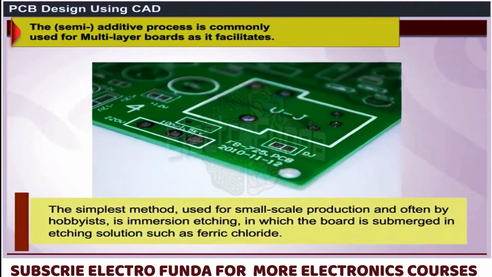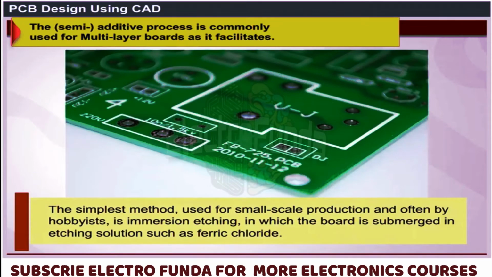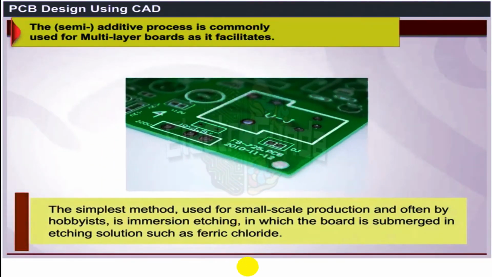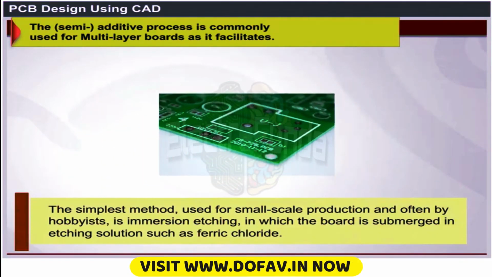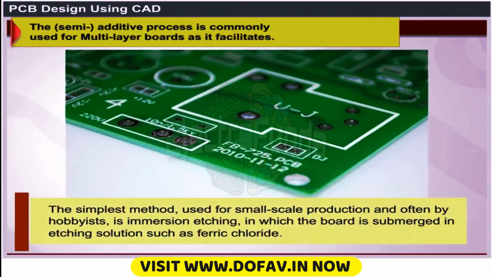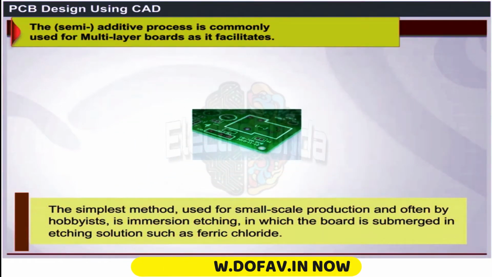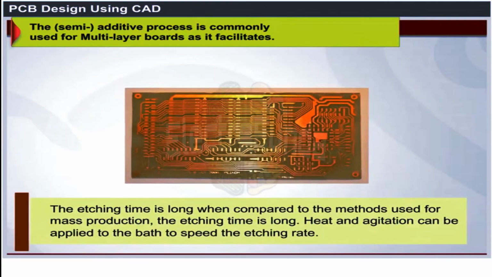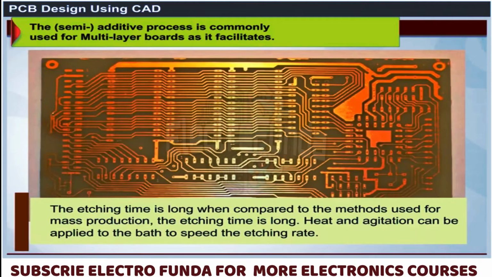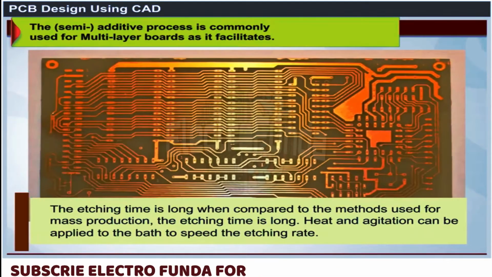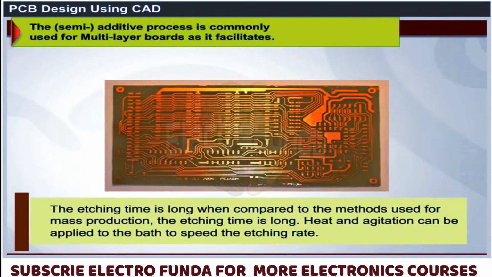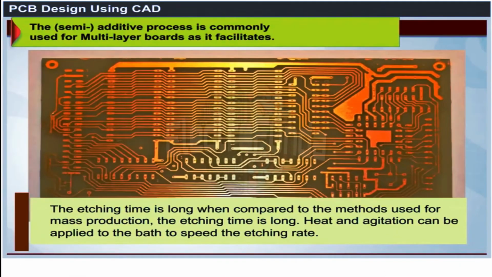The simplest method used for small-scale production and often by hobbyists is immersion etching, in which the board is submerged in the etching solution such as ferric chloride. Compared with methods used for mass production, the etching time is long. Heat and agitation can be applied to the bath to speed the etching rate.